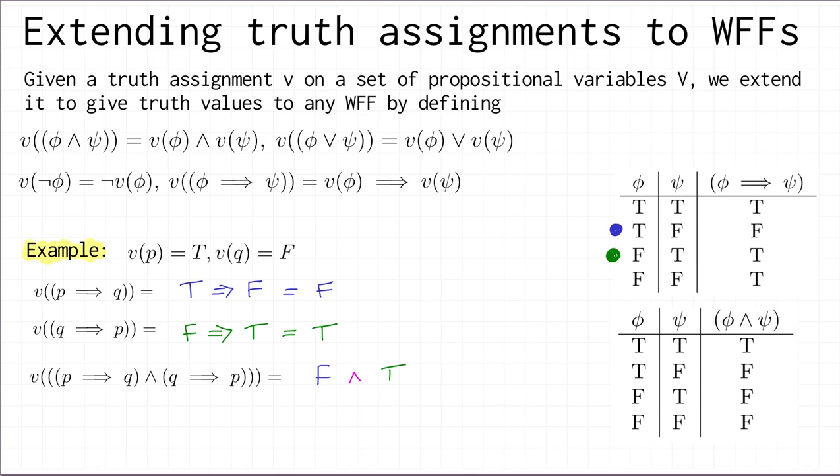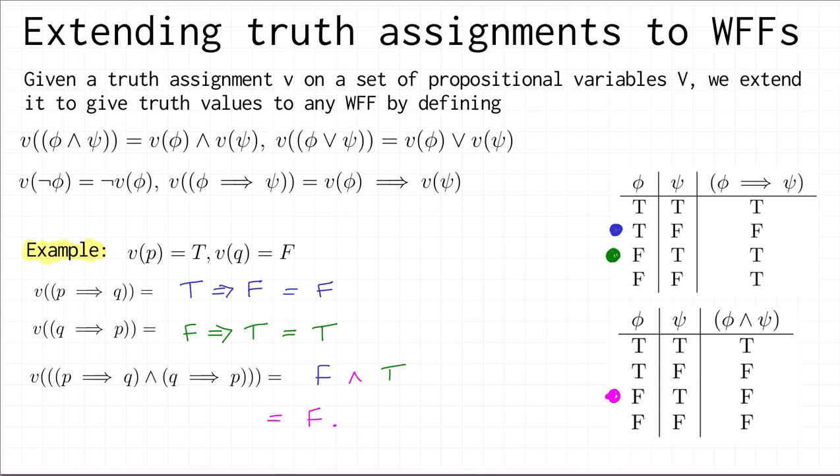So if you want to work that out, you go and look at the AND truth table. You look at the row where the first thing was false and the second thing is true. So that is this row. And you see that the thing in the last column is false. So this is false.